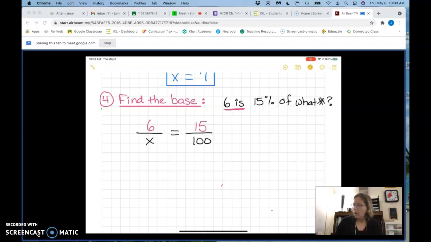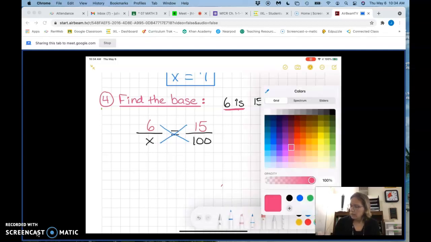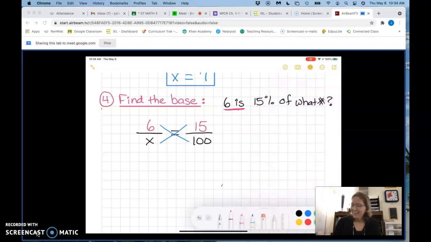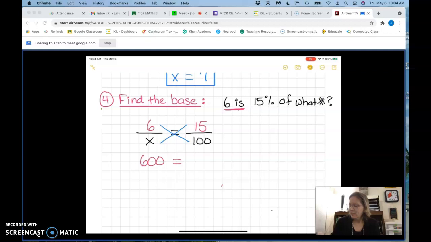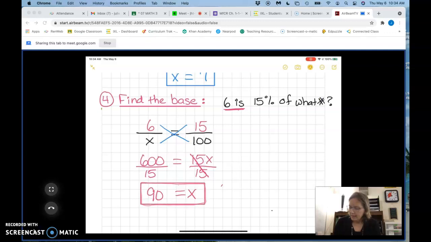15. Good. Now, how do I solve it? Cross multiply. 6 times 100 is 600. 15 times x is 15x. And then we're going to divide both sides by whatever's next to the variable. So 600 divided by 15 is 40. No, 600 divided by 15 is 90. So x equals 90. That means what number is 90?